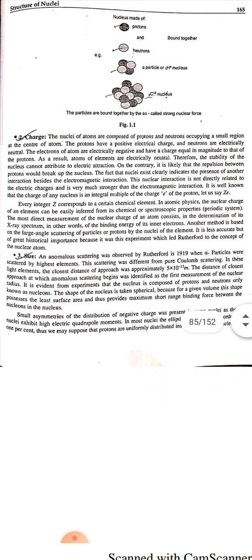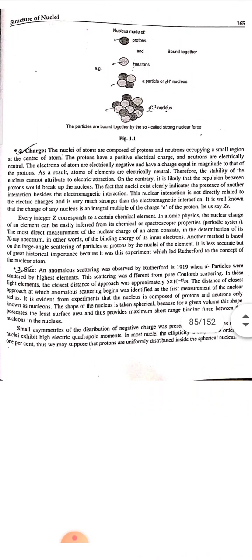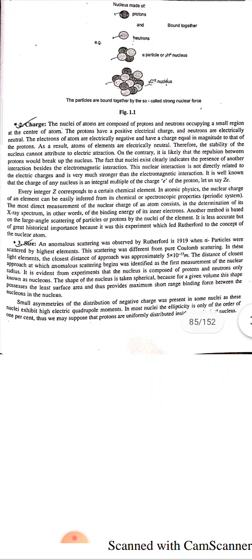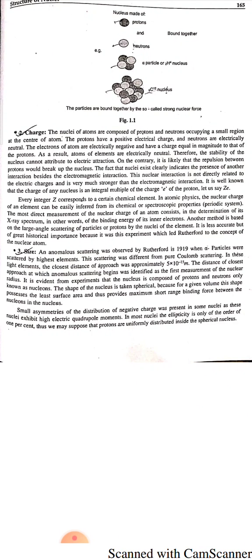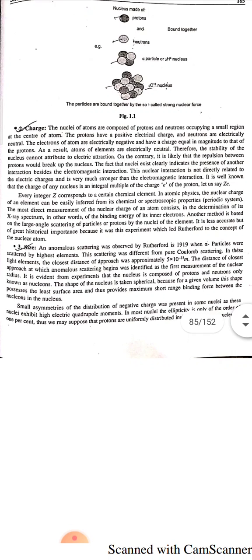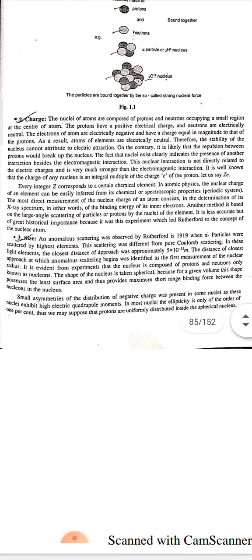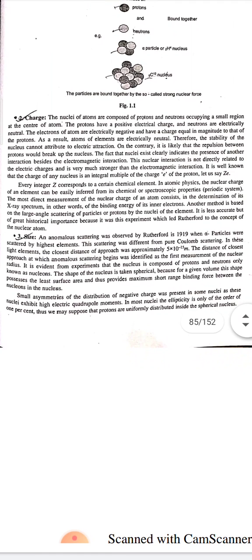Now the size. Anomalous scattering was observed by Rutherford in 1919 when alpha particles were scattered by the lightest elements. This scattering was different from pure Coulomb scattering. In this light element, the closest distance of approach was approximately 5 times 10 to the power minus 15 meter. The distance of closest approach at which the anomalous scattering begins was identified as the first measurement of the nuclear radius. It is evident from the experiment that the nucleus is composed of protons and neutrons only, collectively called nucleons.